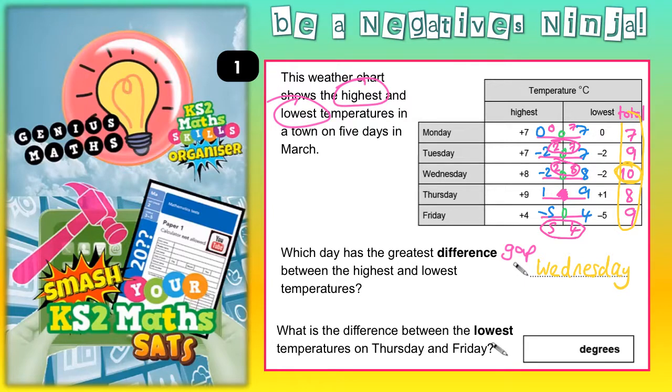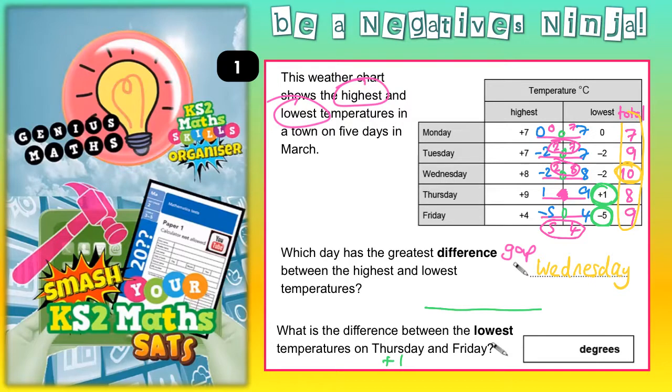The second part of the question said, what is the difference between the lowest temperatures on Thursday and Friday? Well, the lowest temperature on Thursday is this +1 here. And the lowest temperature on Friday is this -5. So we need to find the gap between +1 and -5. Now we're basically going to do it in exactly the same way.